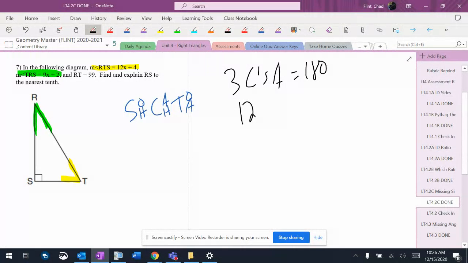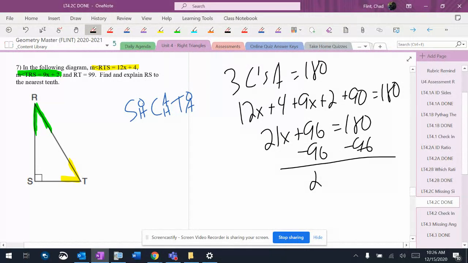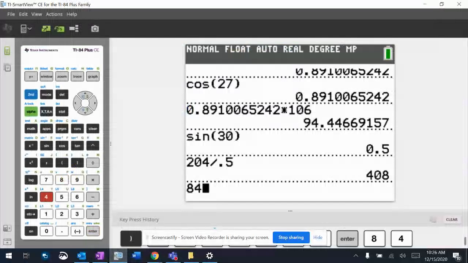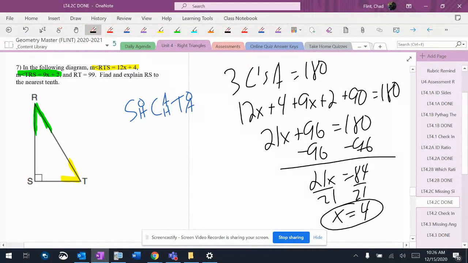So I would say 12x plus 4 plus 9x plus 2 plus 90 equals 180. Then I combine my terms and I get 21x plus 96 equals 180. Subtract 96, 21x equals 84. And I get x equals 4. Cool, so x equals 4.